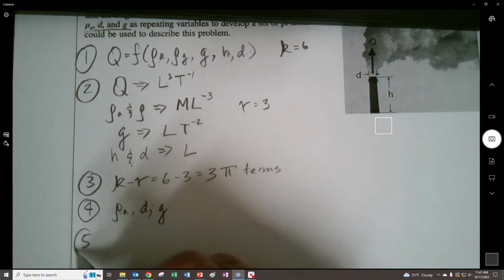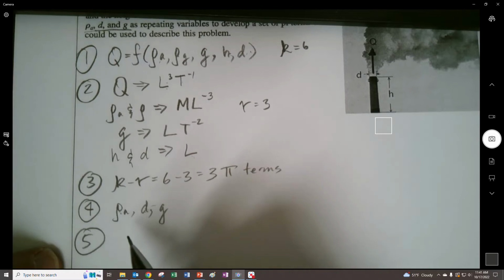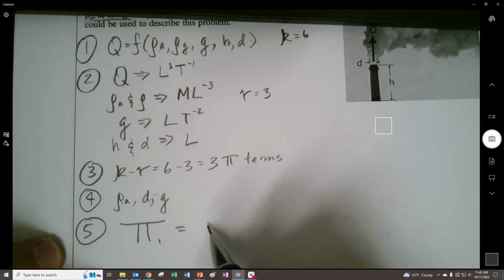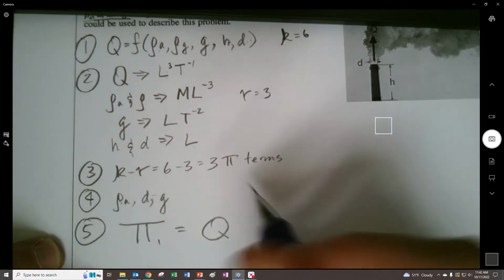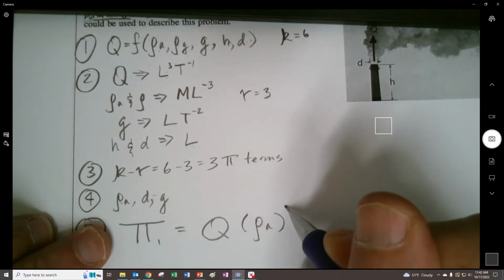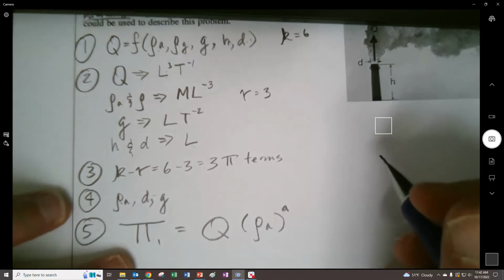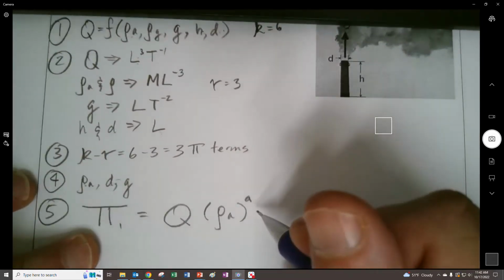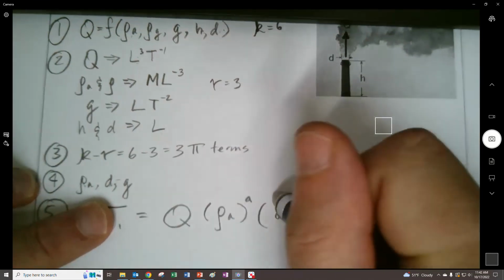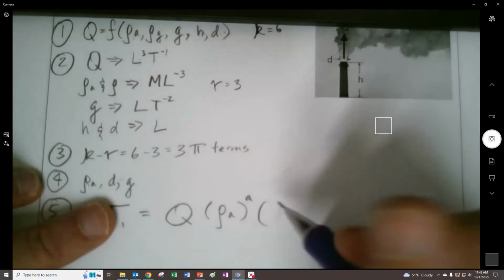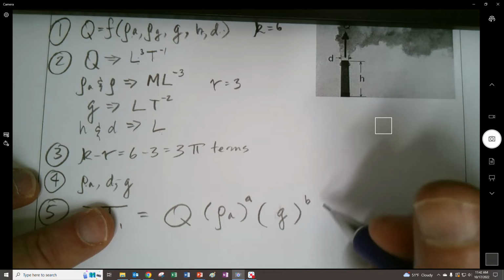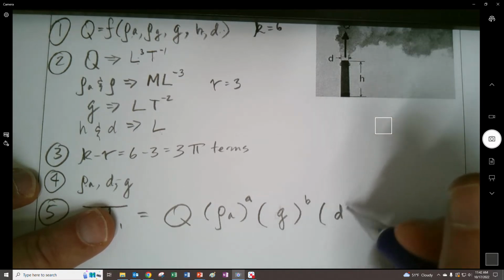So we go to step 5, and I'm going to use a lot of paper here. And this is our main step, where we take our first pi term, pi 1, and we're going to say that it's going to be Q times the repeating variables raised to an exponent, not index, an exponent. It's superscript, not subscript. I wrote it in my papers with G, so it doesn't matter what order I put them in, but just to make my life easier, I'm going to pick consistency. And then lastly, we're going to have D raised to the C.